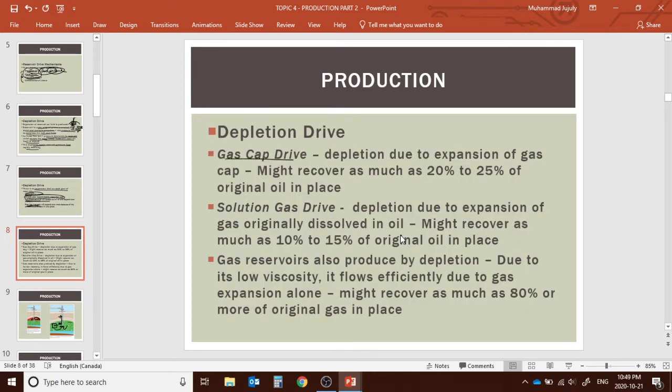So one is the gas cap drive, which can recover about 20 to 25% of the original oil in place. Another, as I explained, is the solution gas drive, which might recover 10 to 15%. Now gas reserves are also produced by depletion. Due to the low viscosity and efficient flow, gas expansion alone might recover as much as sometimes 80% of the original gas in place.